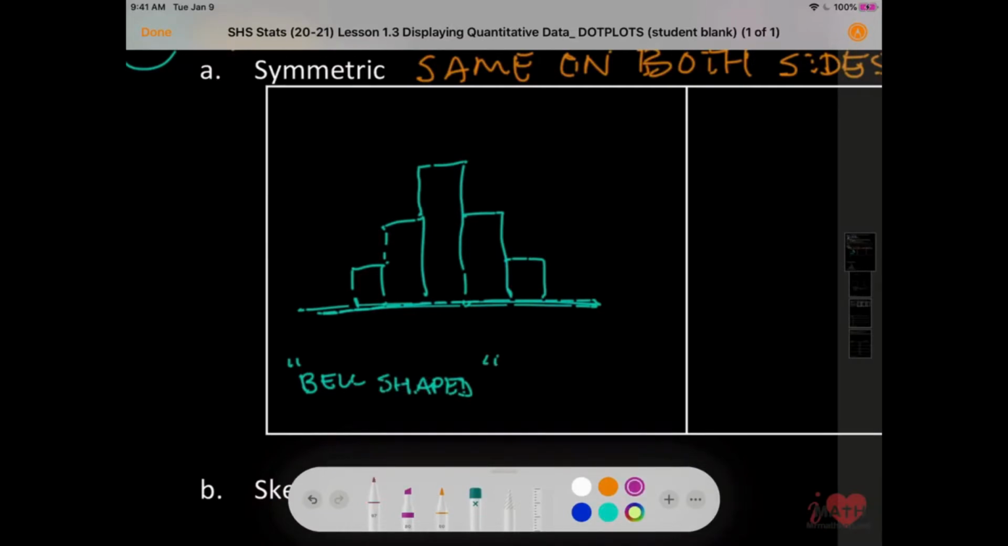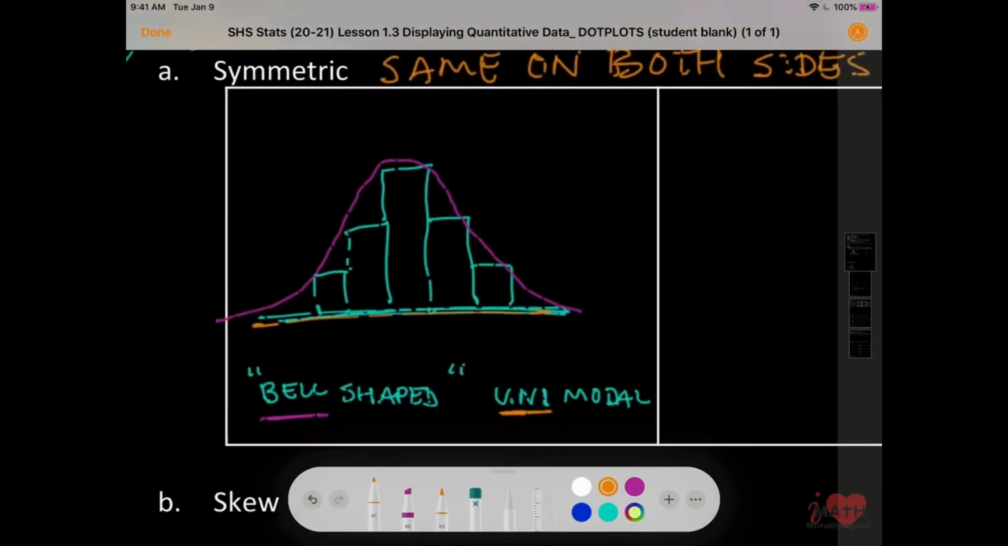Why do they call it bell-shaped? Because you're going to do this and paint another color. It might be helpful if you see this. That pink there looks like a bell. And then they also call this one unimodal. Una means one. There's only kind of one graph here. It's all lumped together. It'll make sense when I do the next one.